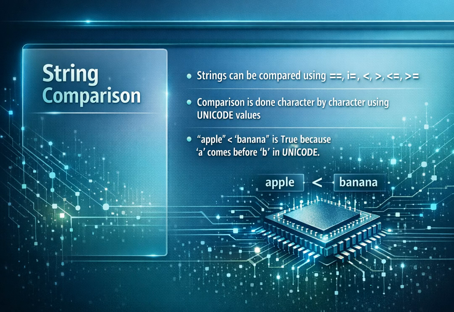Strings support comparison operators like equals, not equals, less than, and greater than. Comparison is done character by character based on Unicode values. Since the letter a comes before b in Unicode, comparing "apple" with "banana" tells us apple is less than banana.